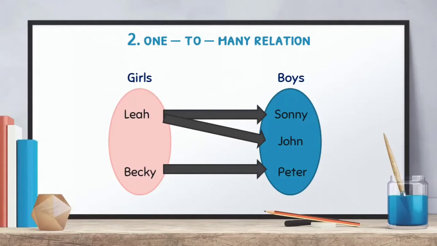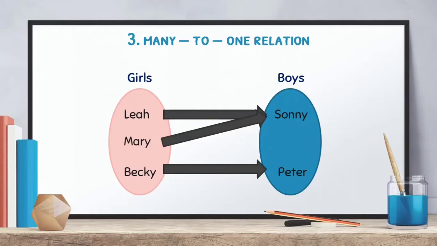As you can see here, Leia is related to both Sunny and John, meaning there is one element in the set of the girls that is associated or related or corresponds to 2 names in the set of the boys. The best example for this in a real life situation would be the relationship of a mother to her children. Okay, so we have one mother and she is related to her children. All right? Any question? None.